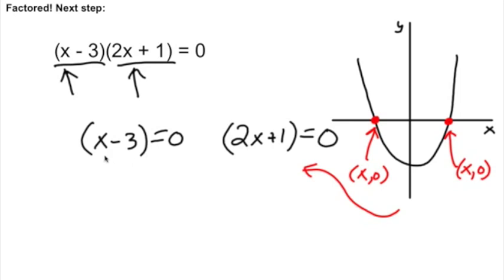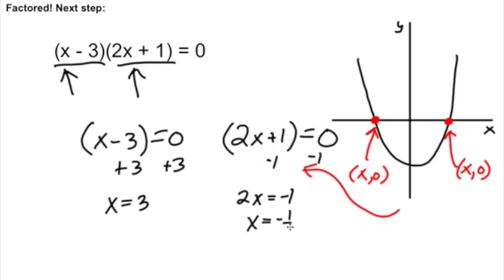So then I'm just going to go ahead and solve for x in these equations. I have x minus 3 equals 0. All right, well then I'm going to add 3 to both sides. So I get x equals 3. Then over here I have 2x plus 1 equals 0. Well, if I subtract 1 to both sides, I get 2x equals negative 1 and x equals negative 1/2.